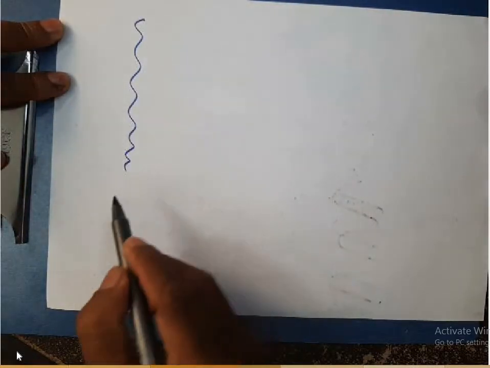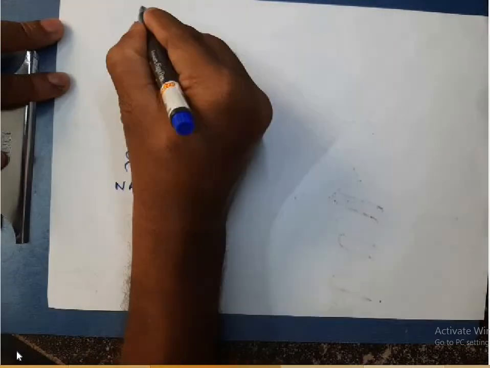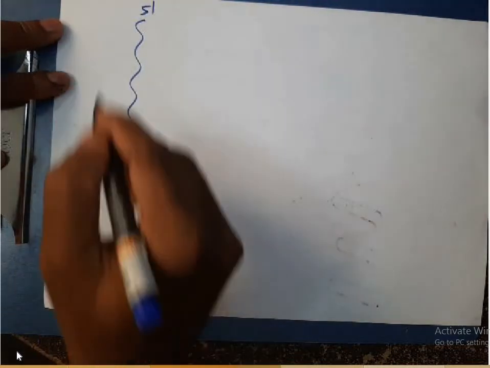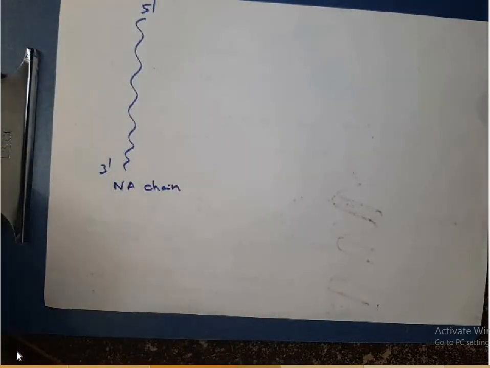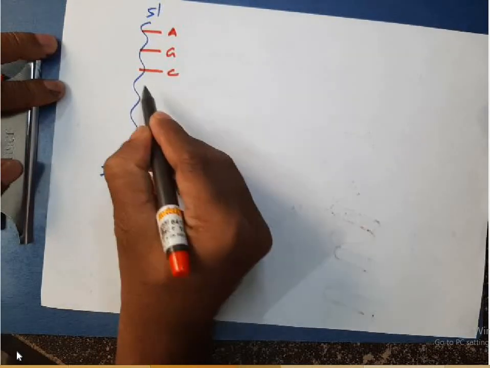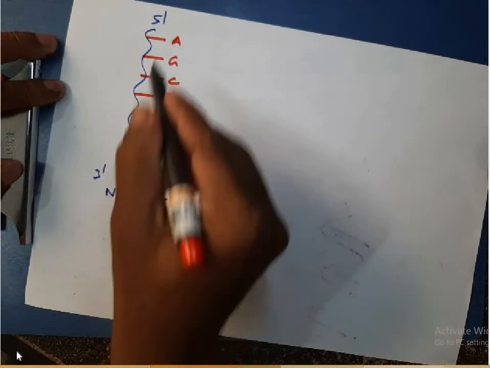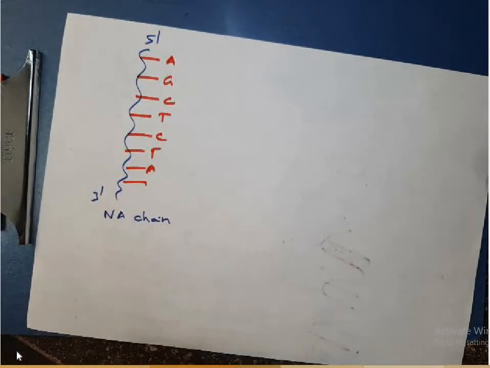Before completing this, students, observe this carefully. Suppose I take a polynucleotide chain, a nucleic acid chain, and this is the 5' end and this is the 3' end. Always we read the bases from the 5' end to the 3' end. This is by convention. Suppose here I have adenine, here guanine, here cytosine, here thymine, and like that I have bases, cytosine, thymine, adenine. It may be of any order.